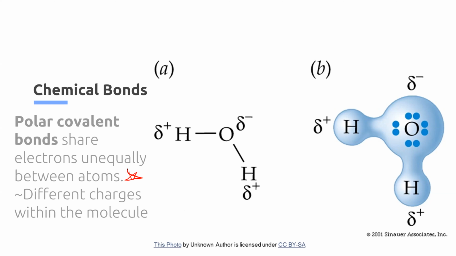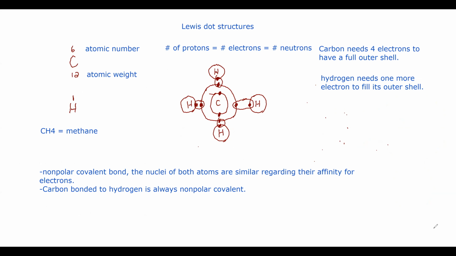So here we have water. Oxygen has a negative charge. Hydrogen has a positive charge. So let's see how this works. Okay, so we are looking at polar covalent bonds. Let's do water. Water is H2O, which you should know.